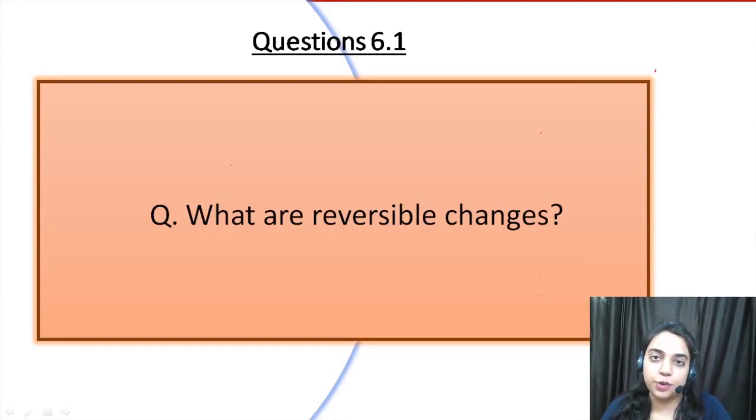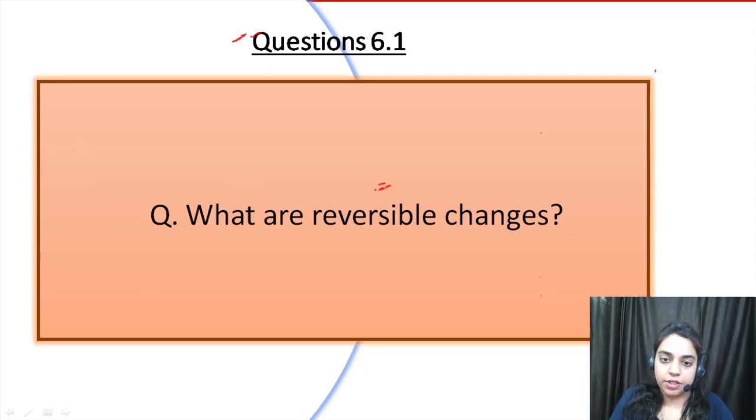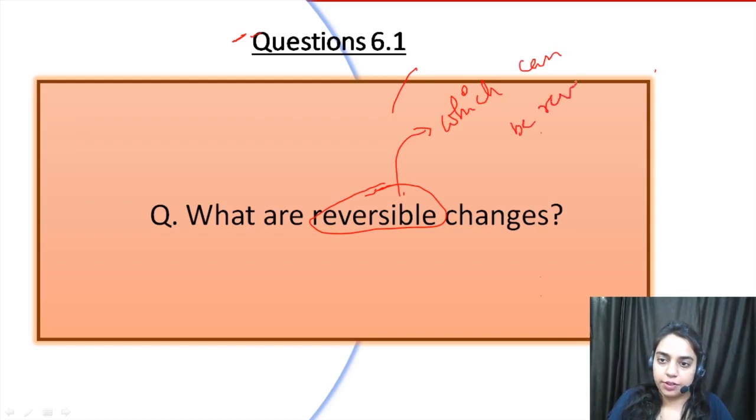In this session we are going to discuss a few questions and answers from the topics that we have covered so far. So children, the first question is, what are reversible changes? As the name suggests, reversible changes are those changes which can be reversed. Can you give me a few examples for reversible changes, children?